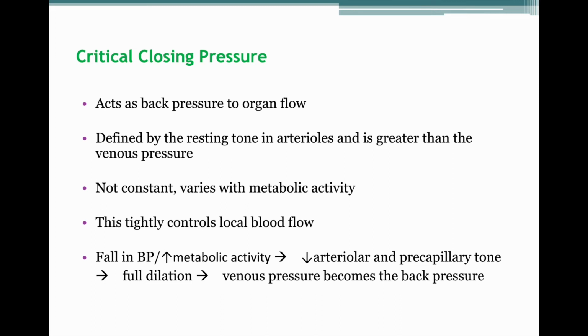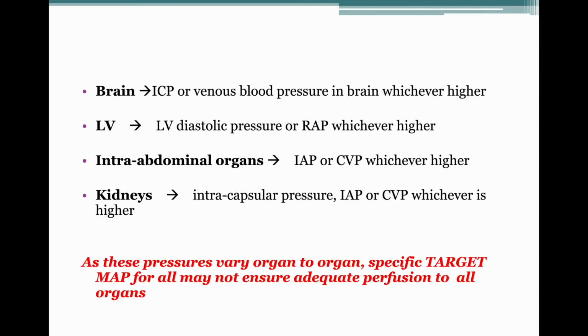Suppose there is a fall in BP or increased metabolic activity, so there will be reduced arterial or precapillary tone, which will lead to full dilation, and venous pressure becomes the back pressure, okay. So in brain, the ICP or the venous blood pressure in brain, whichever is higher, is your critical closing pressure. In the left ventricle, diastolic pressure or right atrial pressure, whichever is higher, becomes your critical closing pressure. In intra-abdominal organs, your IAP or CVP, whichever is higher. In kidneys, it is the intracapsular pressure, or the IAP or the CVP, whichever is higher, that is your critical closing pressure.